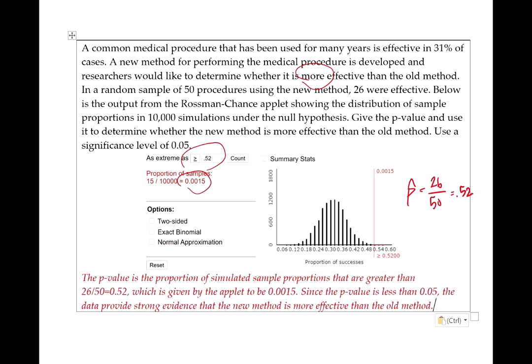Here's the conclusion. The p-value is the proportion of simulated sample proportions that are greater than 26 out of 50, which equals 0.52, which is given by the applet to be 0.0015. Since the p-value is less than 0.05, our significance level, the data provides strong evidence that the new method is more effective than the old method.